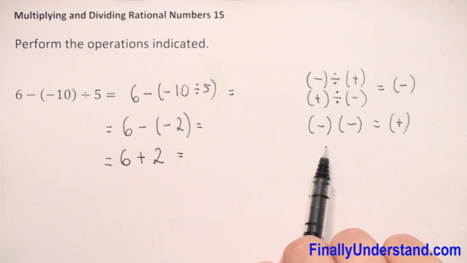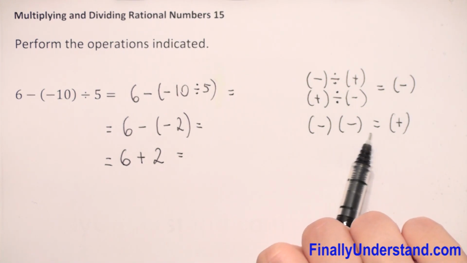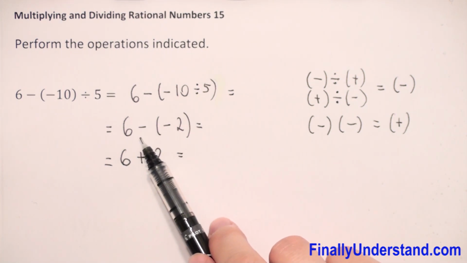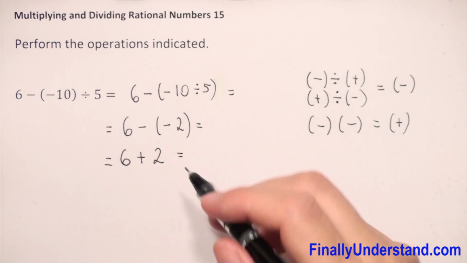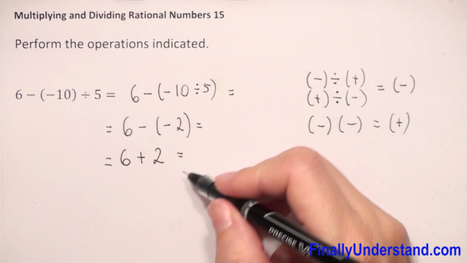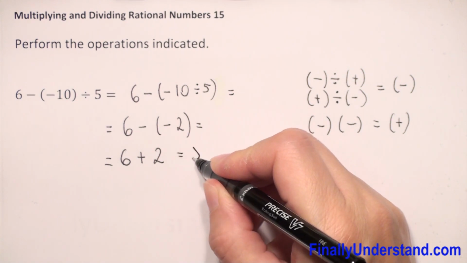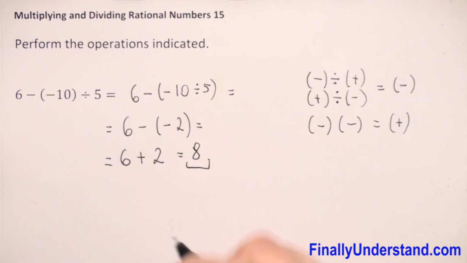So you can write a positive sign, or you can change this to the sum of the opposite. So this is the same. So now we have 6 plus 2, so this is 8. This is my solution.